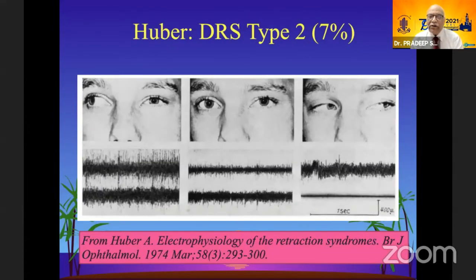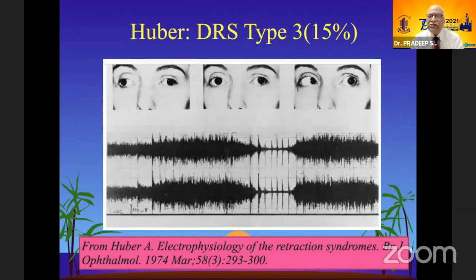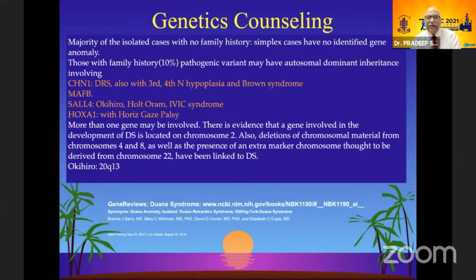The exo type, which is type 2 Duane's retraction syndrome, has normal or less abduction, which is because of the lateral rectus activity still being there, but still there is a co-contraction during adduction. And type 3 is one in which there is a co-contraction occurring all through in adduction or even abduction. Genetic counseling is important in these children, and there have been some genes which have been identified, but mind you, they are only responsible for about 10% of the Duane's that we see.